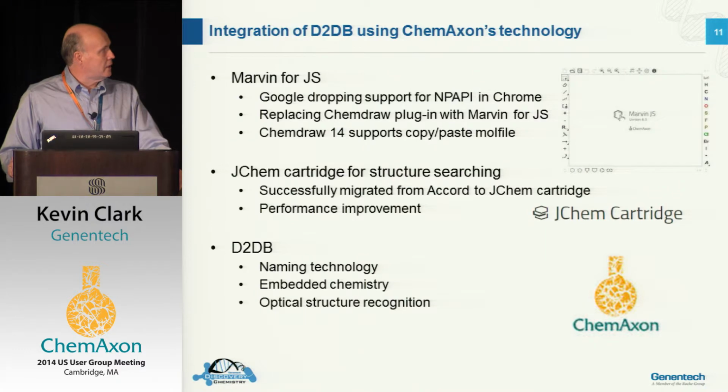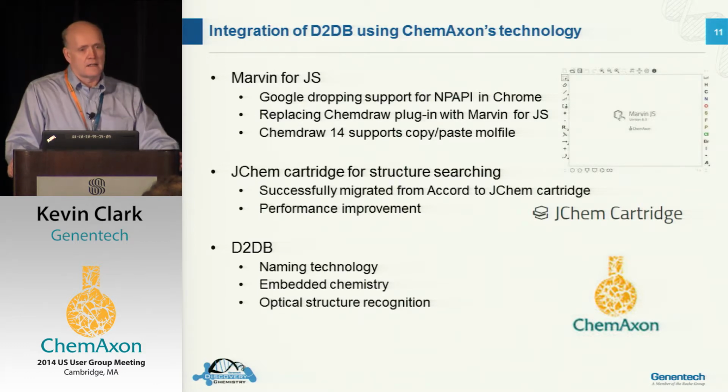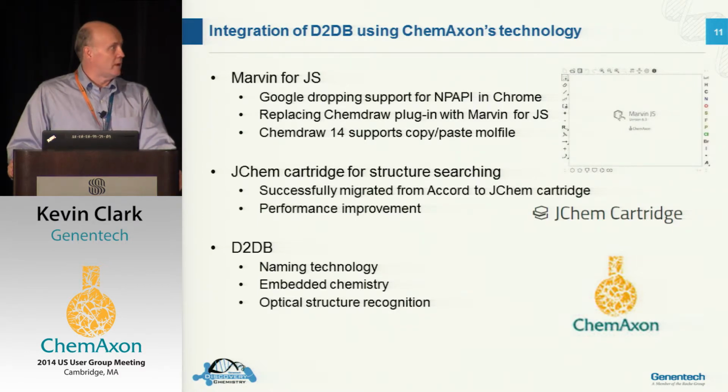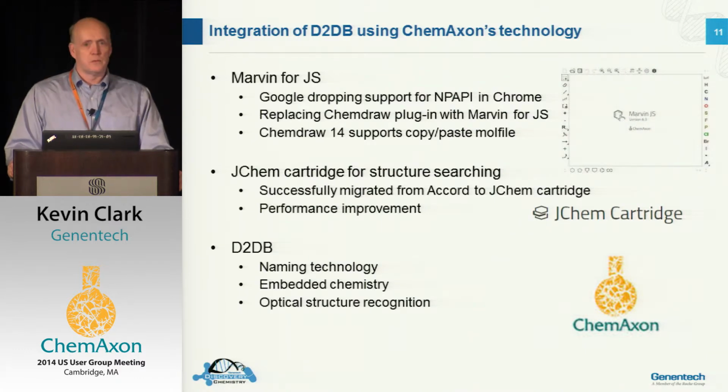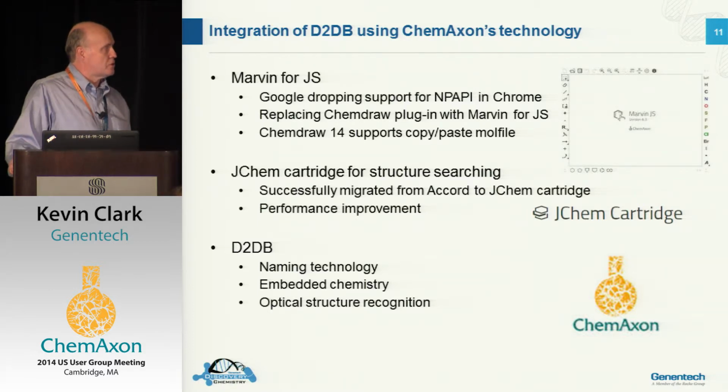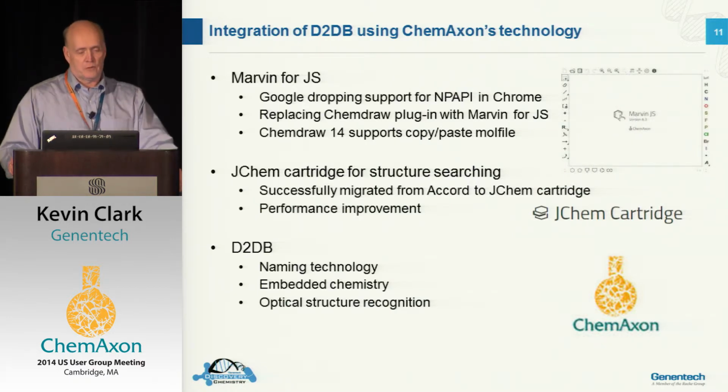So we're currently working on replacing the ChemDraw plugin with Marvin for JS, but we did have a major hurdle in that the chemists required that we be able to copy and paste structures from ChemDraw into Marvin for JS. Realizing this, I contacted our account manager and pleaded with him to add support for copy and paste as MOL file in ChemDraw, and they have delivered that in ChemDraw 14, so we can proceed with the migration to Marvin for JS. Over the summer, we successfully migrated from the Accord cartridge to the JChem cartridge, and we've noticed a marked improvement in the performance.